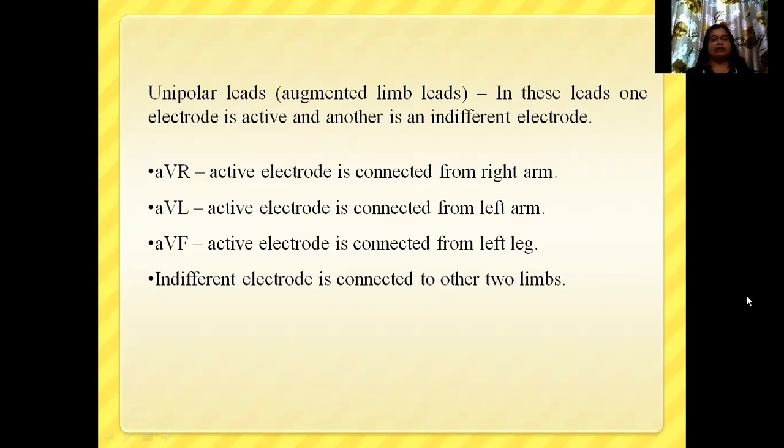AVR: active electrode is connected to the right arm. AVL: active electrode is connected to the left arm. AVF: active electrode is connected to the left leg. And the indifferent electrode is connected to the other two limbs. Like if it is AVR, then one active electrode is on the right arm, and the remaining indifferent lead will be attached to the left arm or left leg.